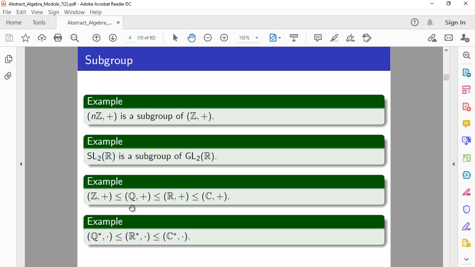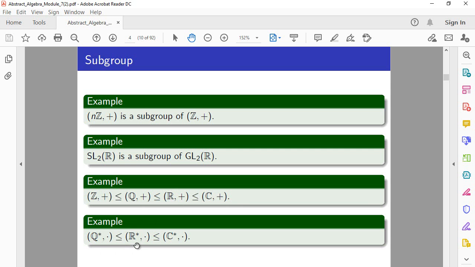Z is a subgroup of Q, which is the set of rational numbers. Q is a subgroup of the set of real numbers, and R is a subgroup of the complex numbers. So under addition, Z is a subgroup of Q, Q is a subgroup of R, and R is a subgroup of C. And we can also say Z is a subgroup of C, and so on.